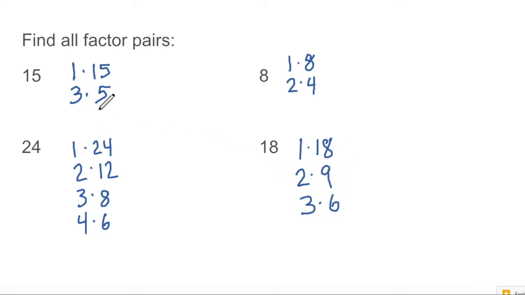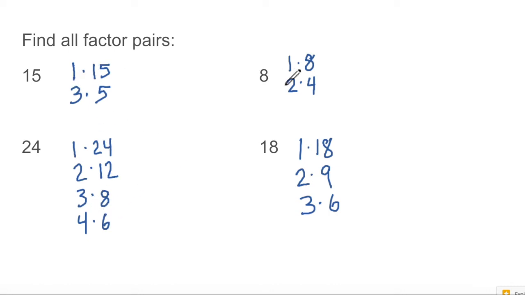So those are all the factor pairs for each of these four numbers. And of course, these are just the positive ones, like we said in a previous slide. There are also negatives of all these, right? So negative 1 times negative 24, negative 2 times negative 12, and so on.